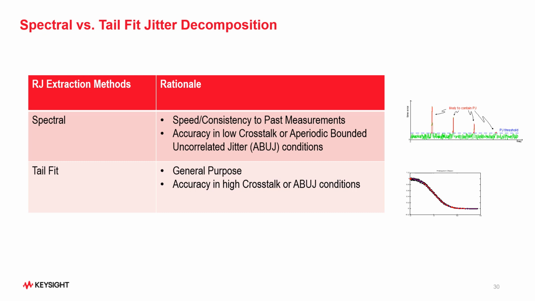So we talk about the dual Dirac as an algorithm to estimate the total jitter, but there are two main underlying methods for doing the jitter decomposition, and they are the spectral and tail fit. They really define how a random jitter extraction is done. So let's look in more detail at the rationale for using those methods.